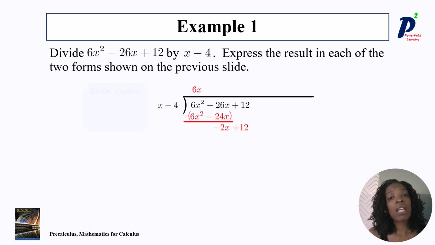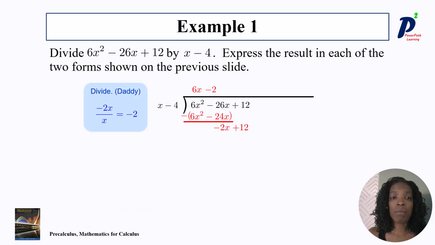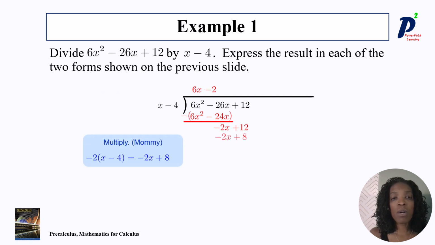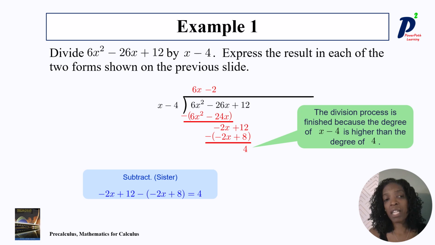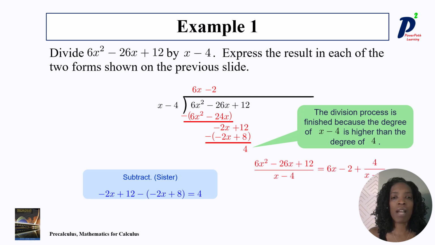And then I repeat. Negative 2x divided by x is negative 2, that goes above. Negative 2 times x minus 4 is negative 2x plus 8. I subtract my two terms, and I get 4. Now, the division process here is finished because the degree of x minus 4 is higher than the degree of 4, so I can't keep going. Now, I just need to rewrite it in the right form, which is 6x minus 2, my quotient, plus 4 over x minus 4. My divisor is x minus 4.